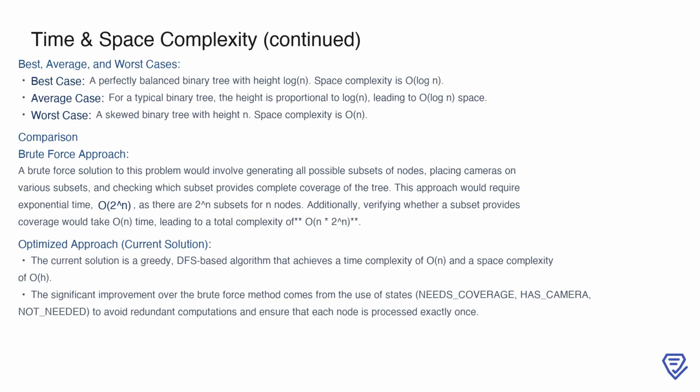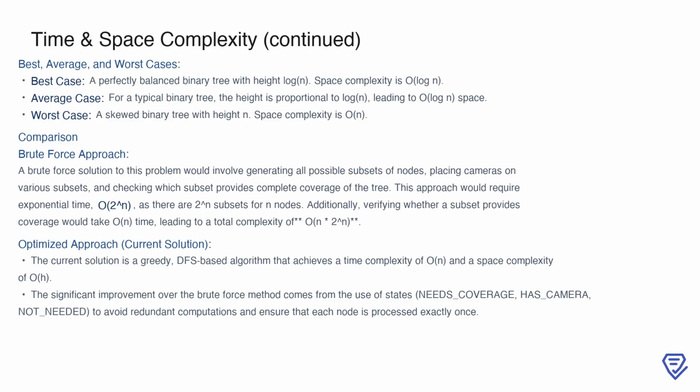In terms of specific cases, the best-case scenario occurs with a perfectly balanced binary tree, where the recursion depth is log n, leading to O(log n) space complexity. The average case typically mirrors this, as most binary trees have a height proportional to log n. However, in the worst-case scenario of a completely skewed binary tree, the recursion depth equals the number of nodes, resulting in O(n) space complexity.